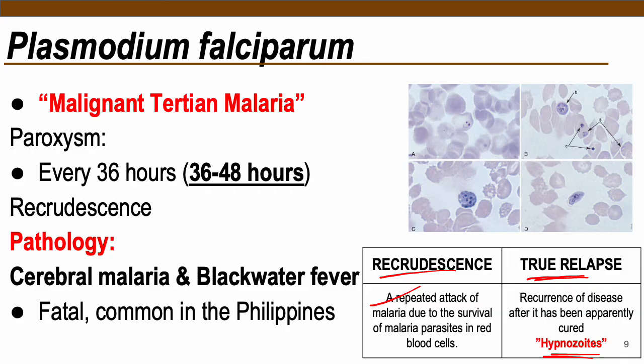So for true relapse, we only have two Plasmodium species that undergo this process, and that is your ovale and vivax, or OV. So in pathology for Plasmodium falciparum, this is what we call the cerebral malaria and blackwater fever. And this is the most common Plasmodium species in the Philippines. So for the pathology, we'll discuss this later on.